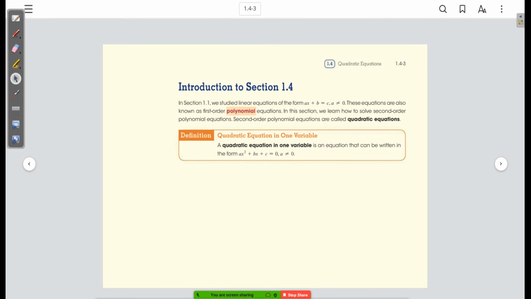In section 1.1, we studied linear equations of the form ax plus b is equal to c, where a cannot be equal to 0. And we discussed a little bit about why a cannot be equal to 0, because if a was equal to 0, then it would just be b is equal to c. These equations are also known as first-order polynomial equations. In this section, we learn how to solve second-order polynomial equations. Second-order polynomial equations are called quadratic equations.